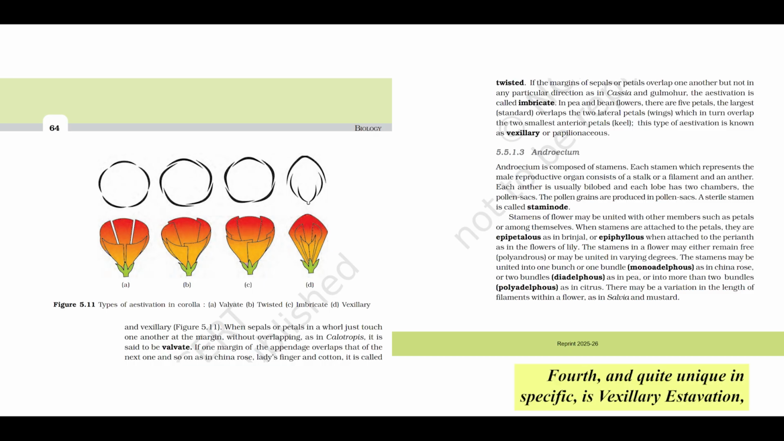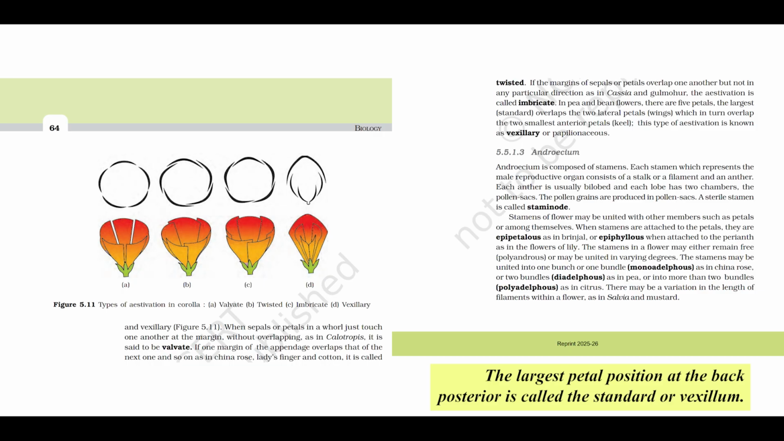Fourth, and quite unique and specific, is vexillary aestivation, also known as papilionaceous aestivation, Figure 5.11d. This specific type is characteristic of pea and bean flowers, common in the family Fabaceae, the legume family. Vexillary or papilionaceous, what does that involve? It involves 5 distinct petals arranged in a very specific way.